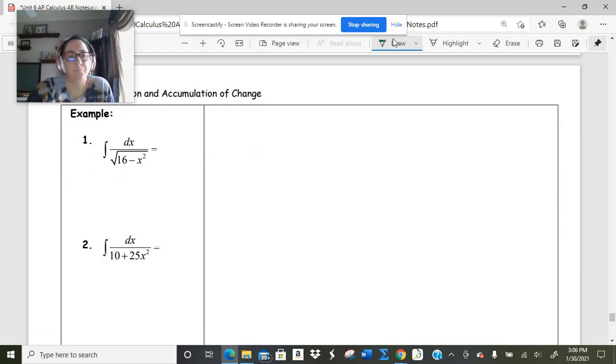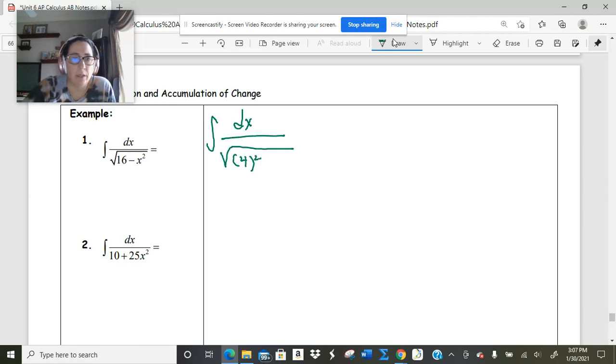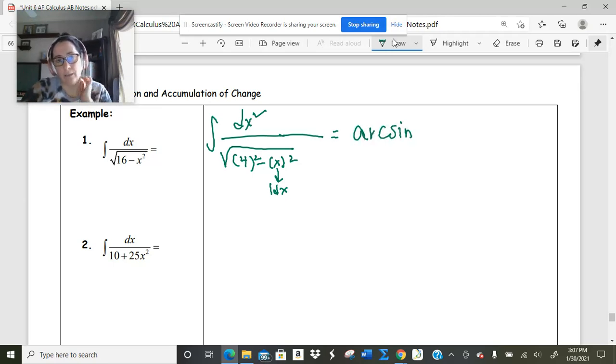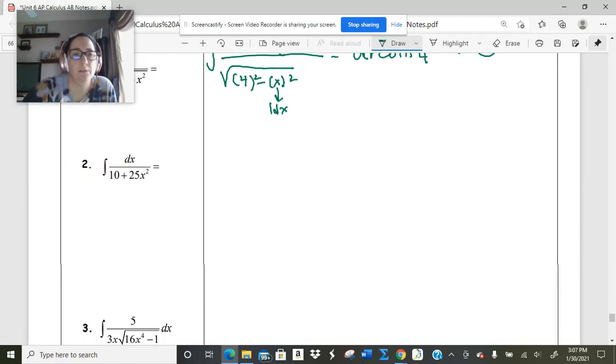Number 1. Here I can see, first thing I do is I rewrite as the 4 squared, and then this one is an x squared. If that is my u, the derivative is just 1 dx, which I can see I clearly have. This is set up perfectly for the arcsine. The arcsine does not have a 1 over a, but on the inside, it is the u over the a plus the c.